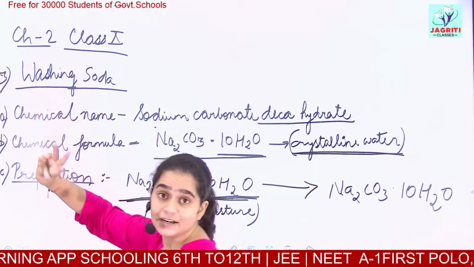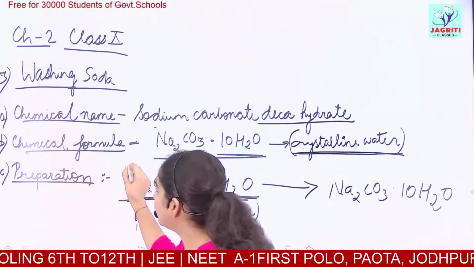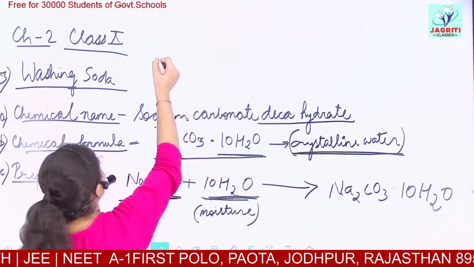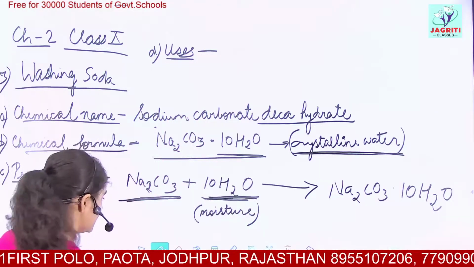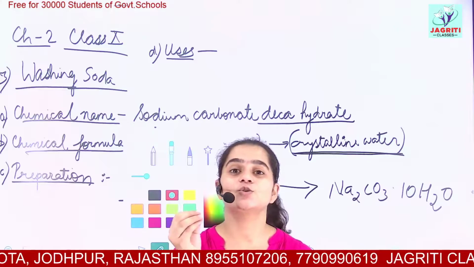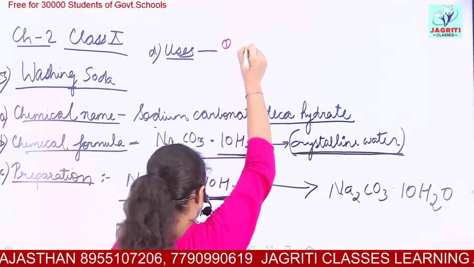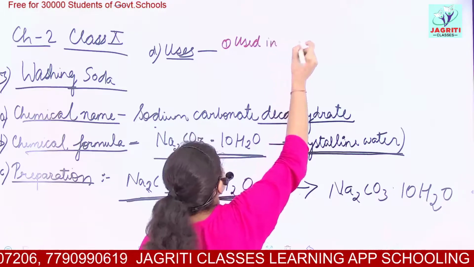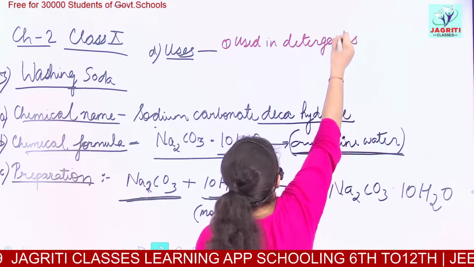So we studied 3 points till now about washing soda. That is the chemical name, chemical formula, and its preparation method. Now we'll see some of its uses. Now the next point, D, what we are studying is the uses of washing soda. Washing soda, as the name suggests, is used in detergents, in the soap. So the first use is, washing soda is used in detergents.